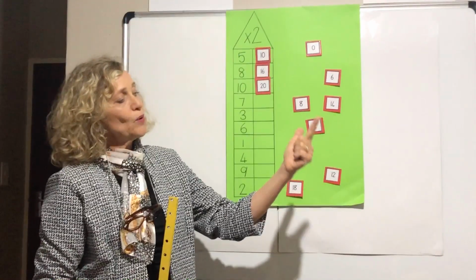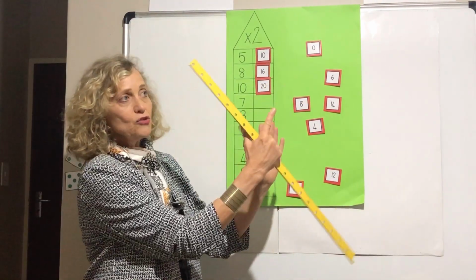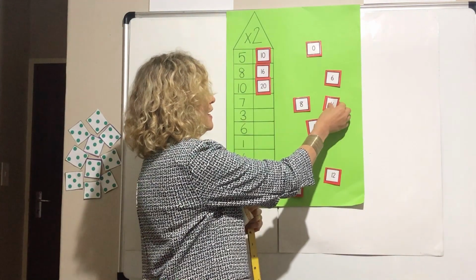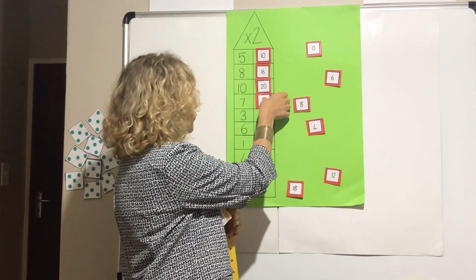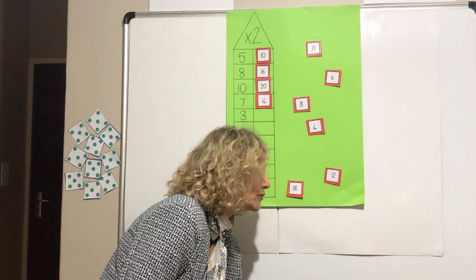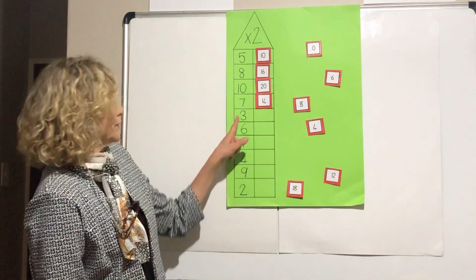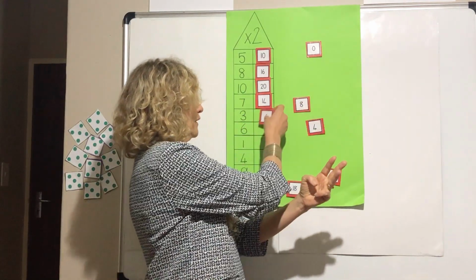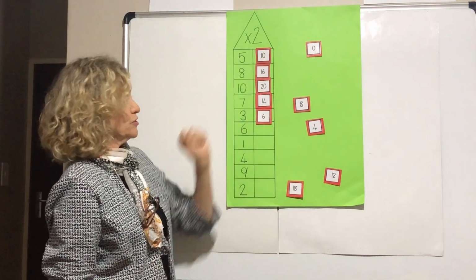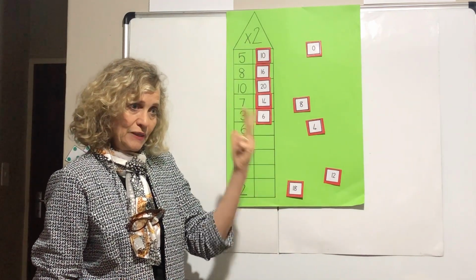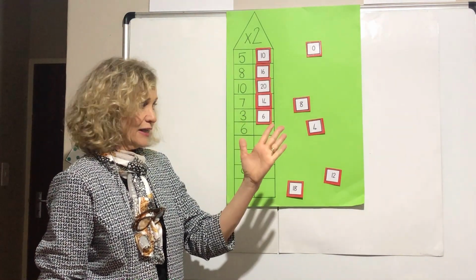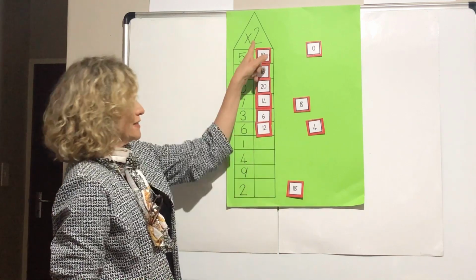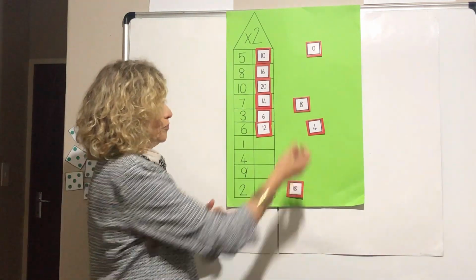7 times 2. Let's go. 2, 4, 6, 8, 10, 12, 14. I've counted 7 times and it comes all the way up to 14. Let's do 3 times 2. Let's go. 2, 4, 6. There we go. 6 times 2. 2, 4, 6, 8, 10, 12. And there's 12.